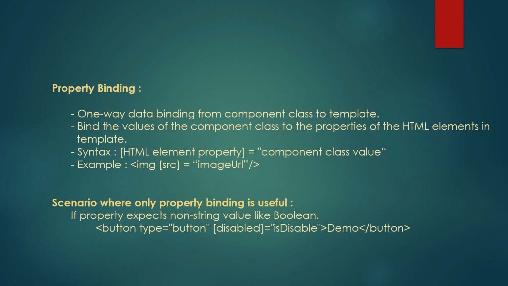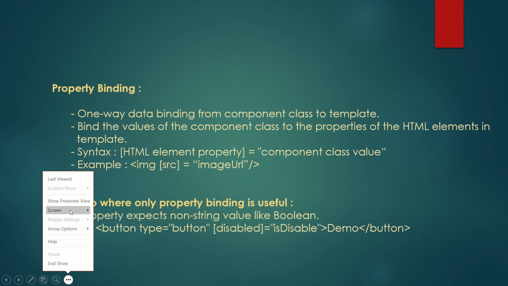Next, what is property binding? This property binding is also one-way data binding where data passes from the component class to the template. Here the syntax will be a little different. We have to write the element property within brackets is equal to, then we have to write the component class value within double quotes. For example, for image src within brackets is equal to, within double quotes we need to write the image URL. Let us try to understand all these things with a simple example.